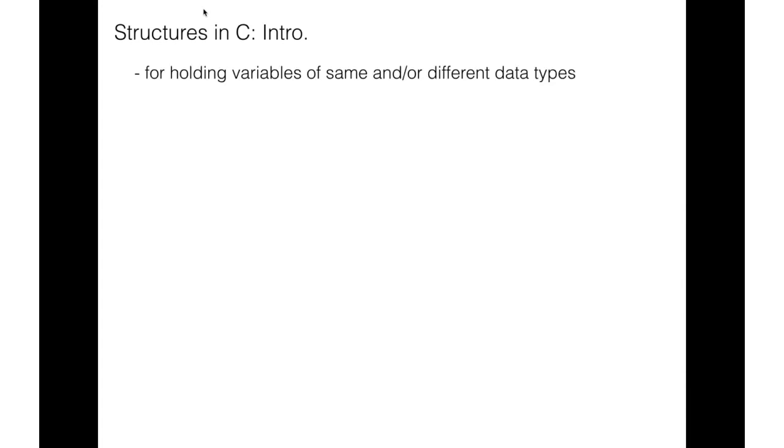In this session, let us understand structures in C. What is a structure? A structure is a container that can hold homogeneous and or heterogeneous variables. Now, heterogeneous variables are variables having different data types, whereas homogeneous variables are variables with the same data type.